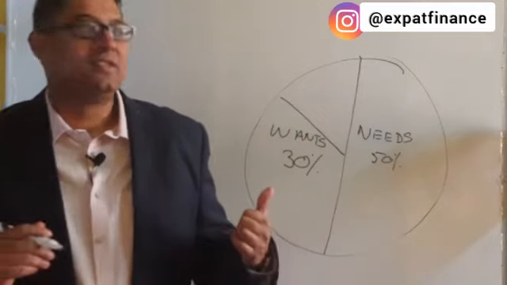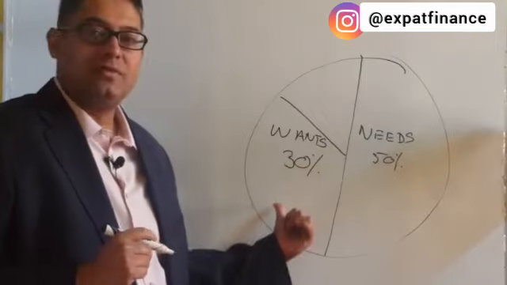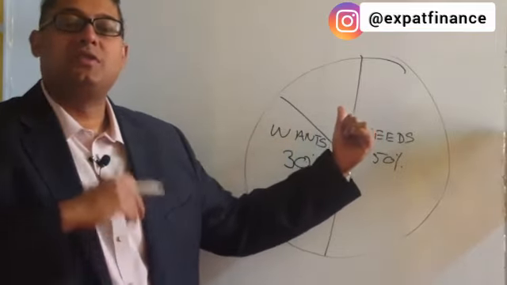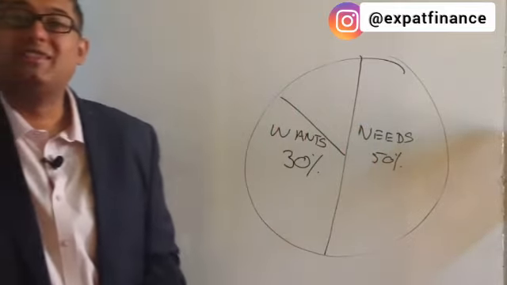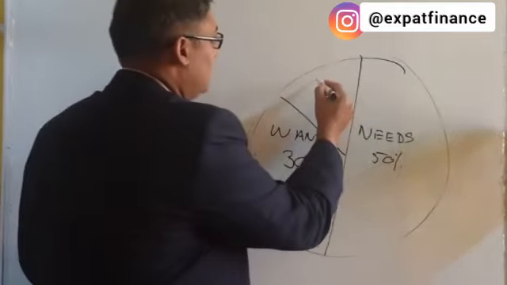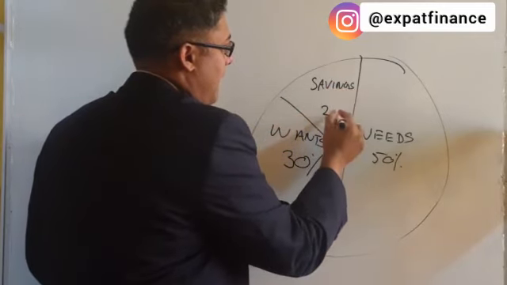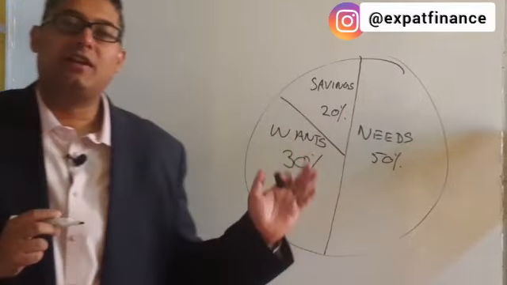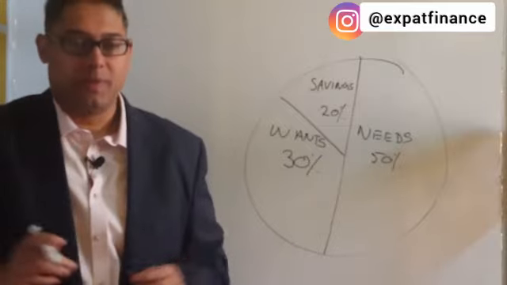Many times what happens is we exceed the wants section from 30% and make it completely 100%, which takes off the entire salary. Coming to the last section, which is the 20% savings. 20% of your income has to be moved aside for savings, come what may, month on month.